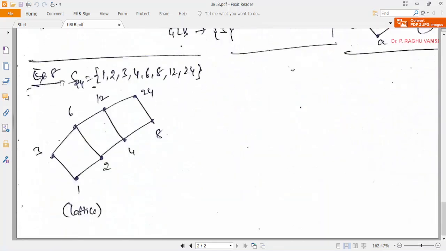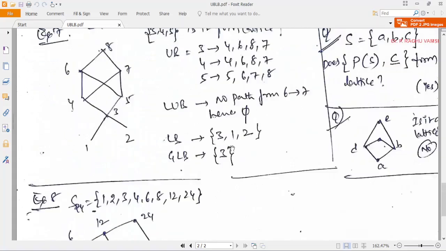While coming to example 8, will it represent a lattice? Obviously, it will represent a lattice. For every pair, you will get the lower bound and upper bound, as well as the greatest lower bound and lowest upper bound. So you can go for the calculation and you can get it.